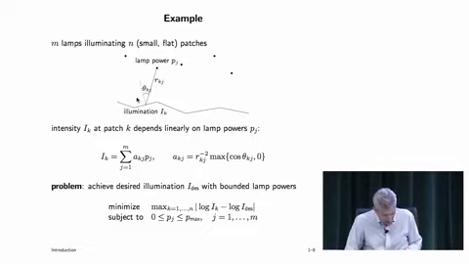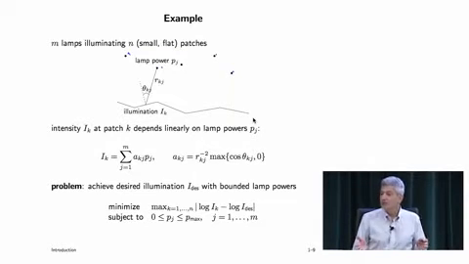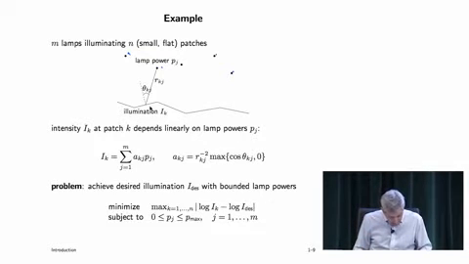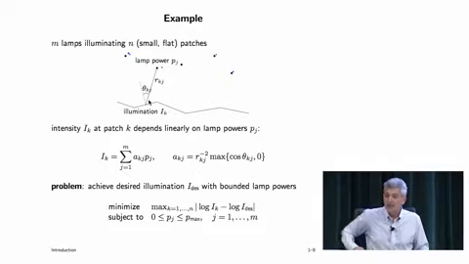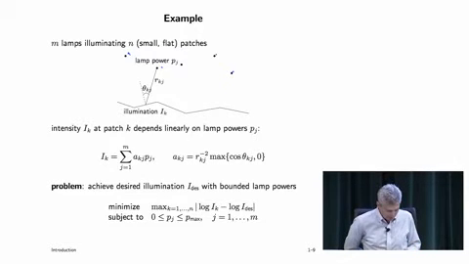So here I have a bunch of lamps. These are the lamp positions. And I have some surface down here, which is piecewise linear. And the lamps, I can choose a power at each lamp. And then that gives you an illumination on each surface. And the mapping from power to illumination is linear, right?